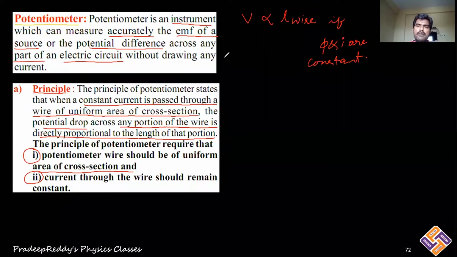So principle is potential gradient. Principle of constructing potentiometer is potential gradient. So the voltage dropped across the wire is directly proportional to length of the wire if current in that wire is maintained uniform and potential gradient of that wire remains constant.